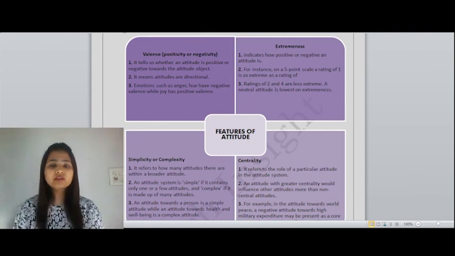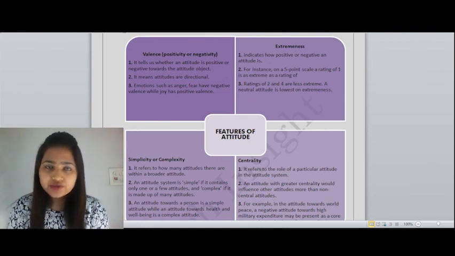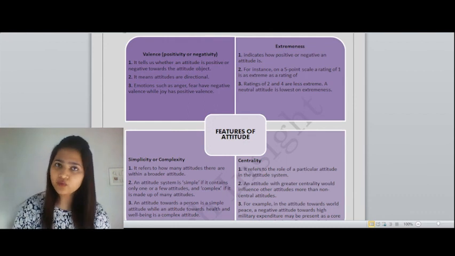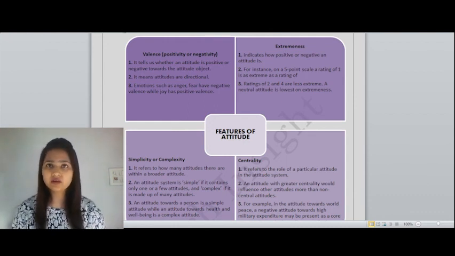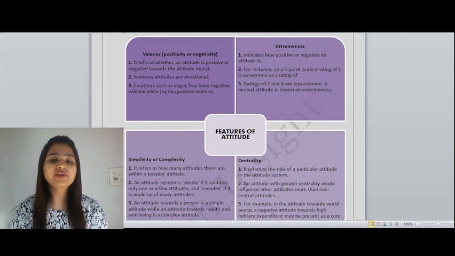So I hope all 4 features of attitudes are clear to you. Like I told you, this question can come in a small marker. It can also come in the long markers as well. So do prepare for it accordingly.